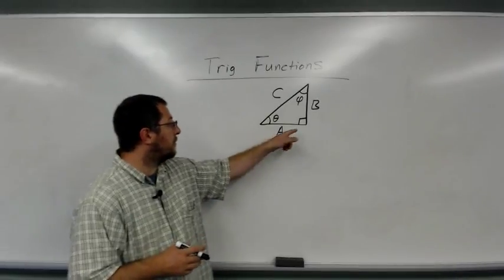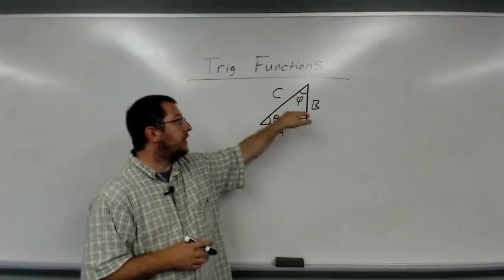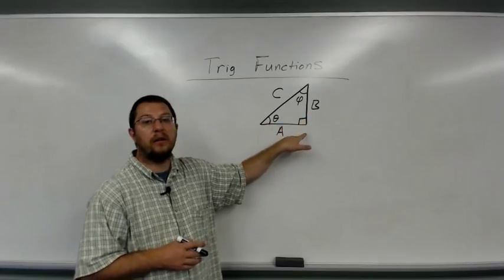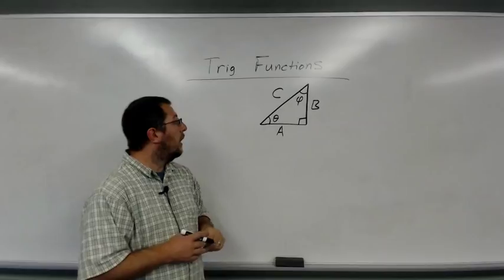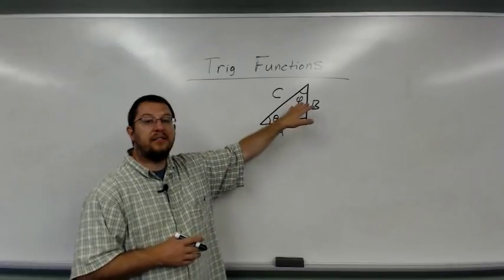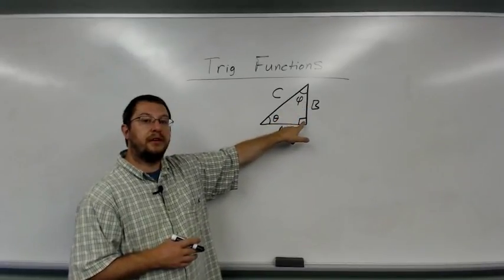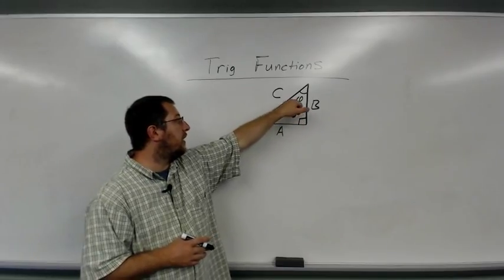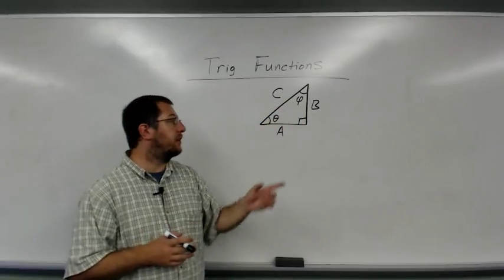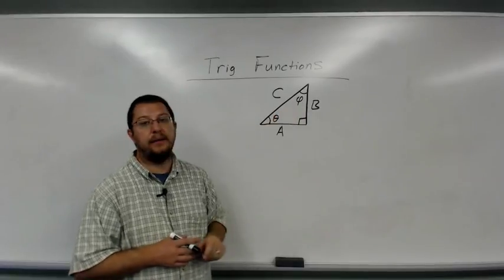So if I have a right triangle with sides A, B, and C, where A and B are the non-hypotenuse sides, C is the hypotenuse, and then inside I'm going to have three angles, of course one of which is going to be a right angle, and then I have two other angles, and I'm going to generically denote them as theta and phi. Okay?